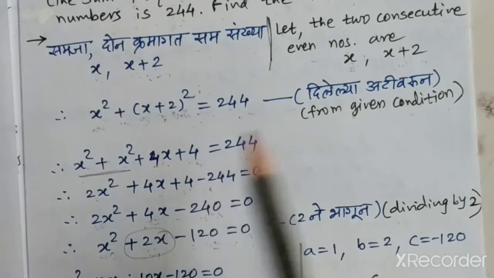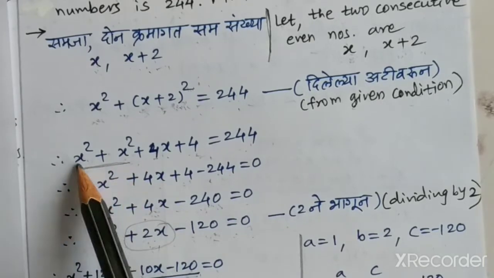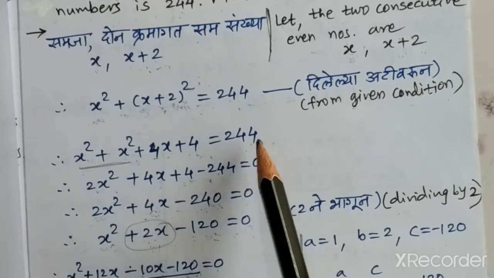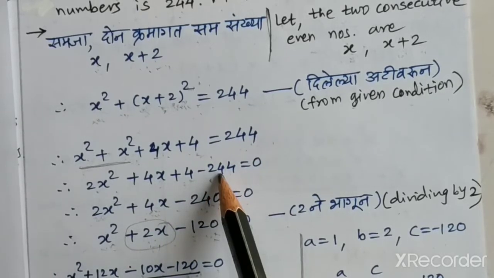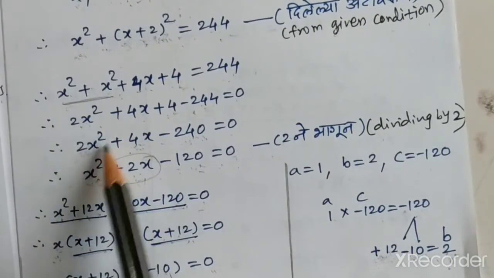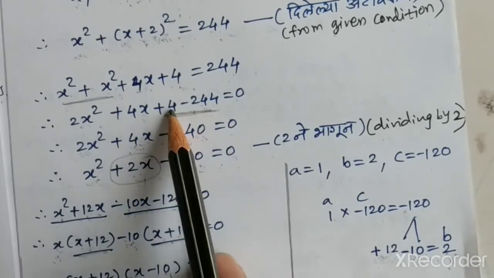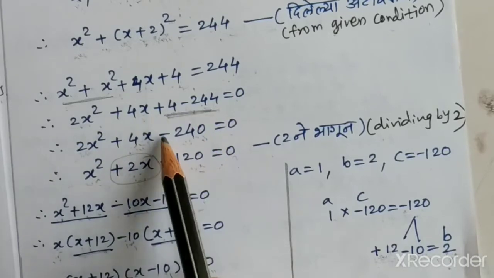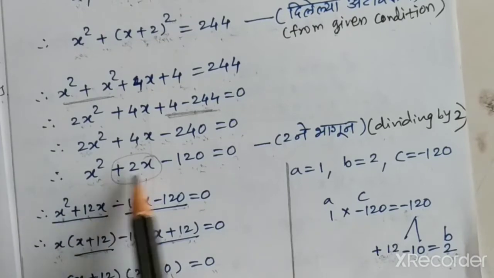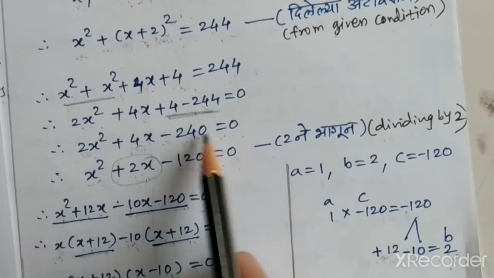Take this 244 to the left hand side, it becomes minus. So x square plus x square is 2x square, 4x as it is, 4 also as it is, and minus 244 is equal to 0. Now here, different signs, subtraction: 244 minus 4 is 240, and give the bigger number's sign, minus, equal to 0. So x square plus 2x minus 120, because we divided each term of this equation by 2.